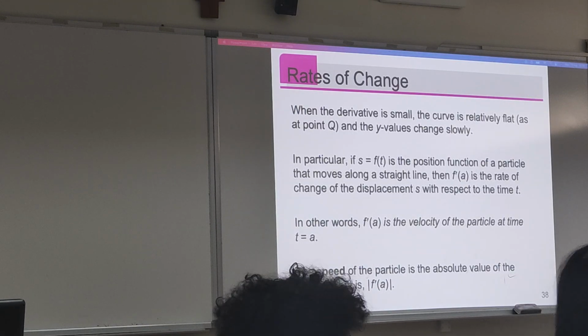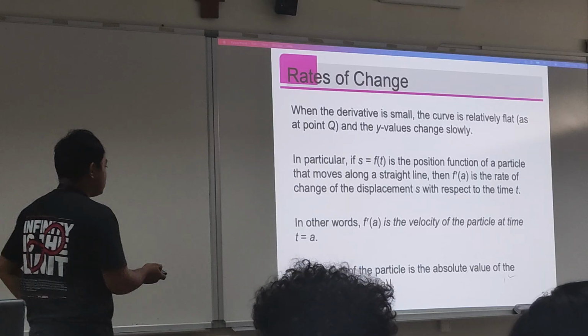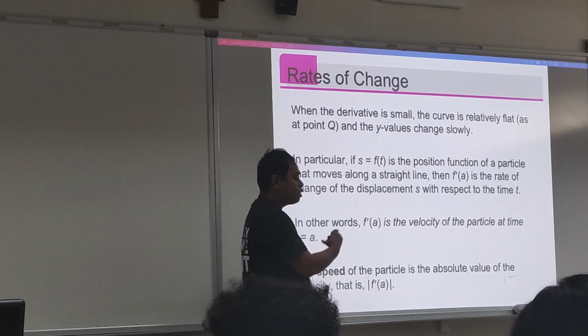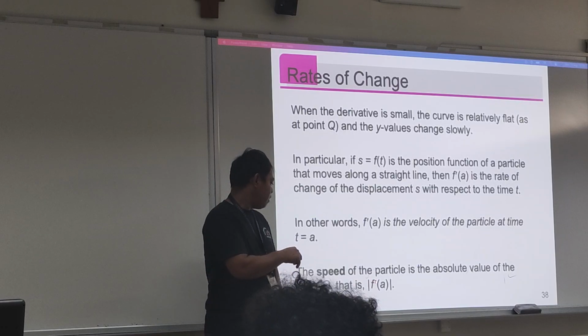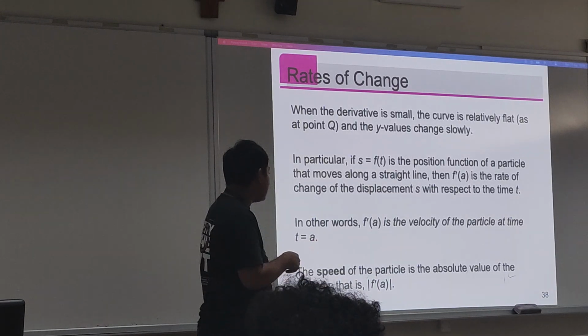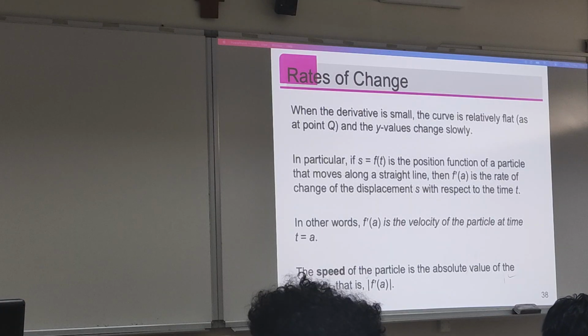Now when we talk about the speed of the particle, the speed is given by the absolute value of your derivative. So the absolute value of f prime of t, that is the speed of the particle.